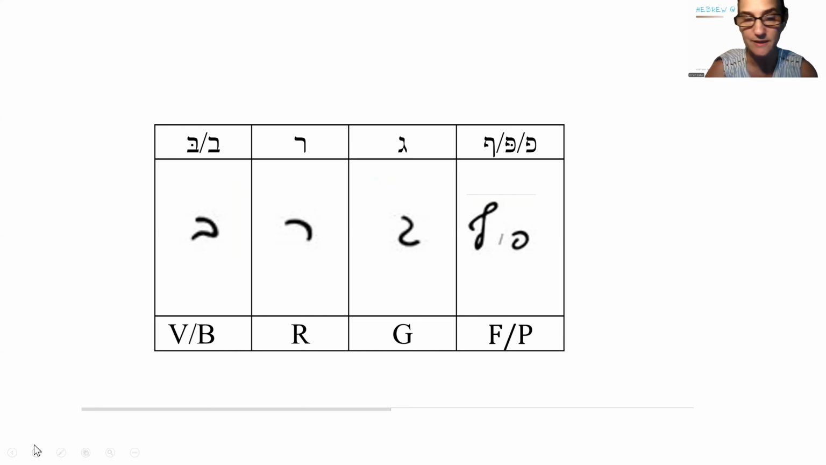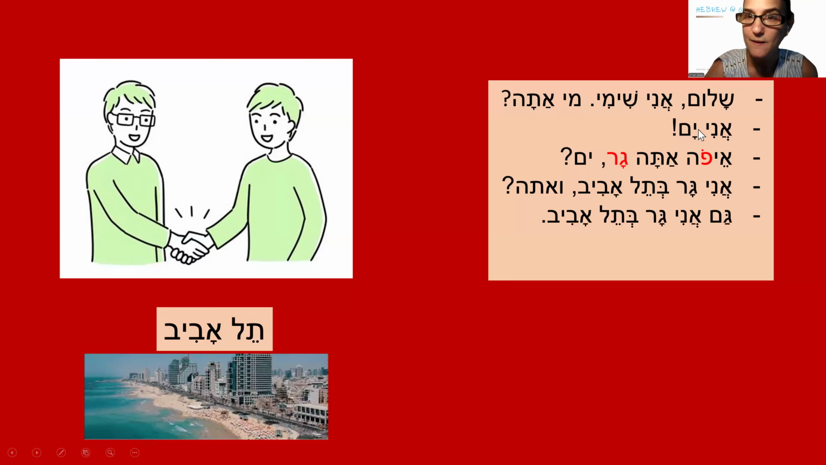But first, let's read the dialogue for some context. Some of the words you know, you can listen to me, you can repeat after me. The best way, choose the best way that helps you learn. So, shalom. אני שימי, me. מי, אתה, אני, ים. Okay, so everyone understood? Hello, I am Shimi. Who are you? I am Yam.